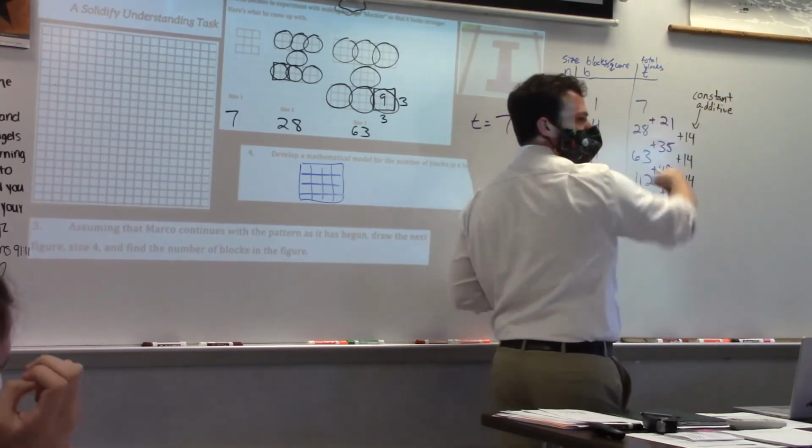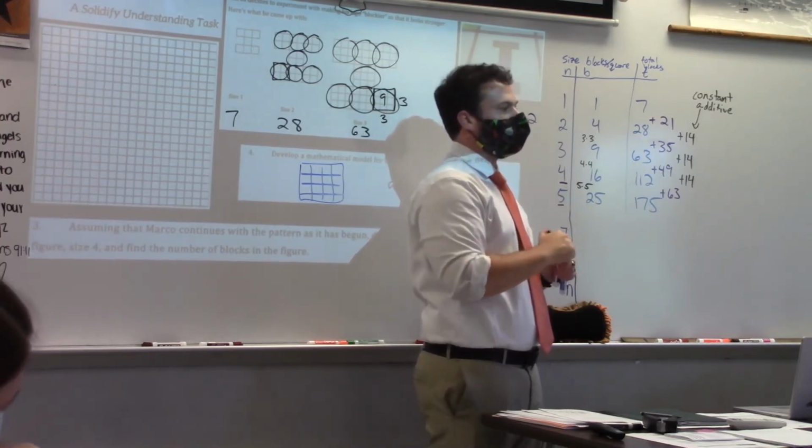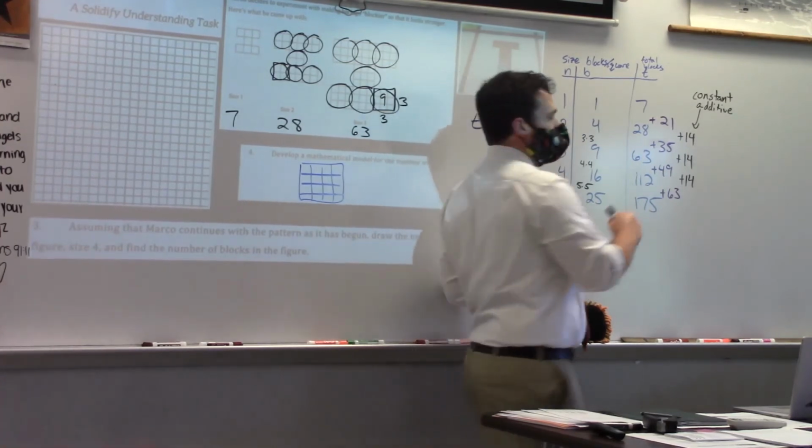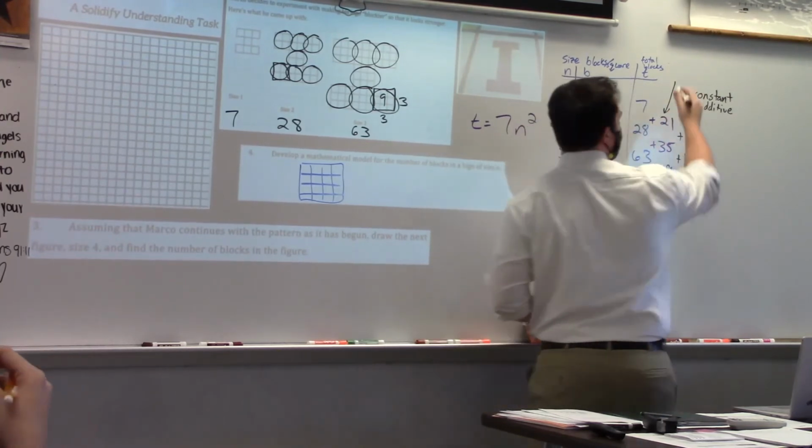If that is constant and additive, what type of function has a constant additive rate of change? Linear, right? So then this first set of differences, the rate of change, is linear.